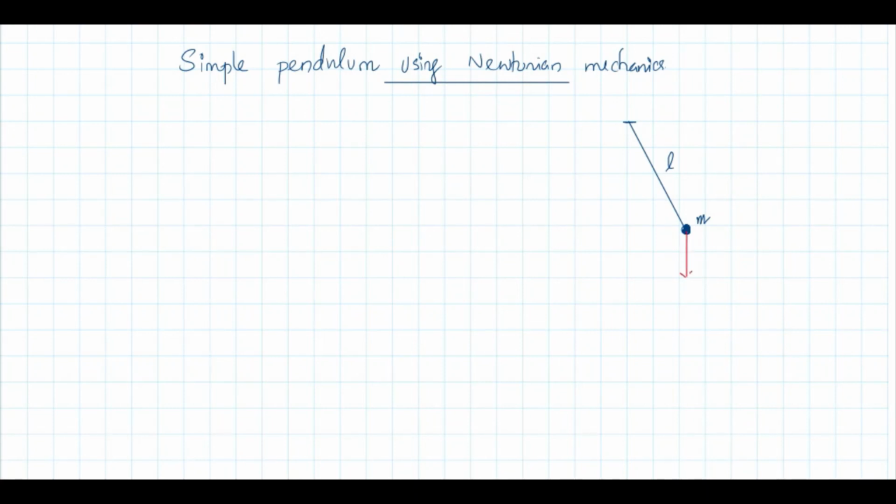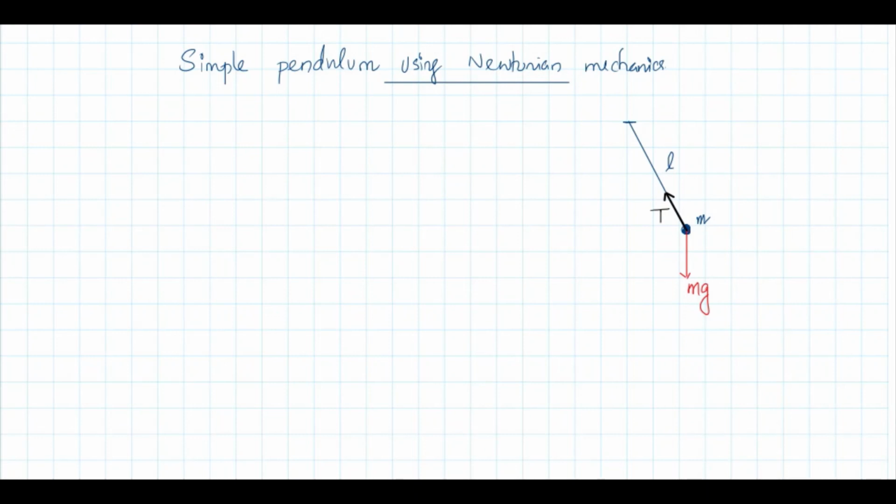One is gravity, mg, that is acting vertically downward. And the second one is, of course, the tension acting on the string. That will be along the string towards the fixed point, which is the point of suspension. So these are the two forces acting on the bob: tension T and weight mg.